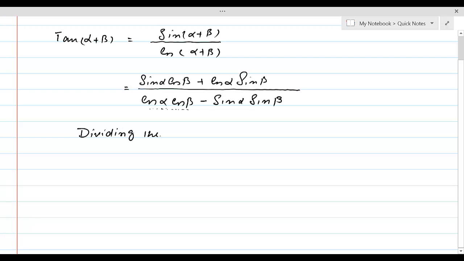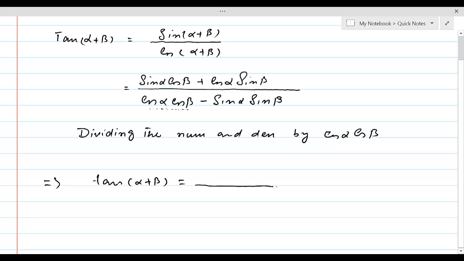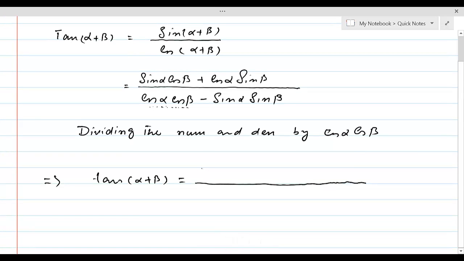Dividing the numerator and denominator by cos alpha cos beta, this means we have tan(alpha plus beta) equal to, let's write each term, and then each term will be divided by cos alpha cos beta. So this will be sine alpha cos beta divided by cos alpha cos beta, plus cos alpha sine beta, and we divide it again by cos alpha cos beta.